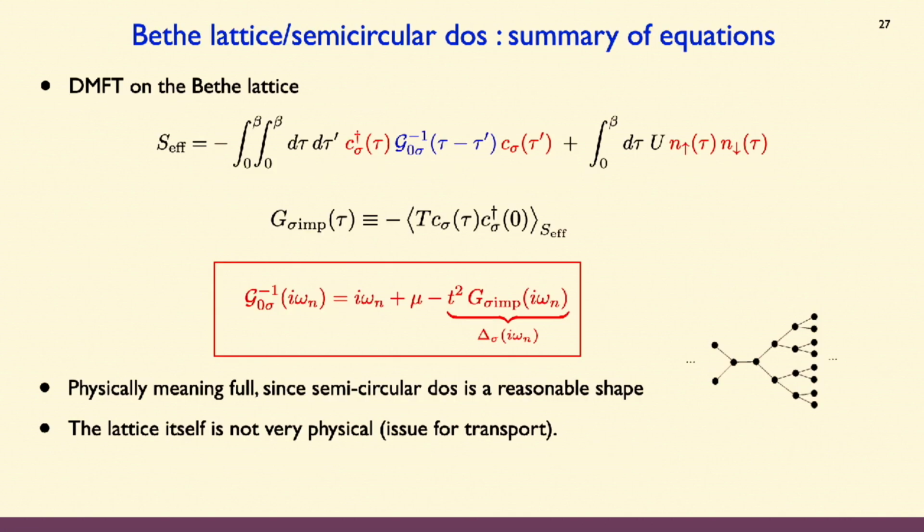Same equation, but summarized. We have self-consistency, so the impurity problem, and we have a simpler self-consistency condition in the case of the Bethe lattice or the semicircular density of states, which means simply delta equals t squared g. That's why we use it a lot, and you will use it in the exercise. Of course, as soon as you want to compute transport, things become a bit more complicated because this lattice is a bit bizarre, but we are not going to go there today.